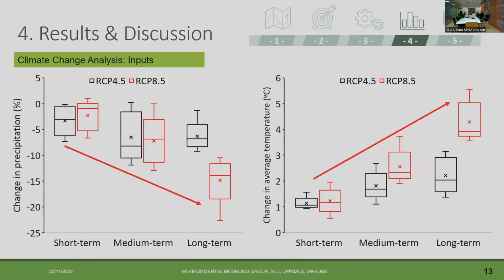So a summary of the climate inputs: precipitation declined by about 5% in the midterm, by about 7 to 10%, and almost 15% for RCP 8.5 in the long-term projection. My temperature was increasing from about 1 degree to about 5 degrees or so.